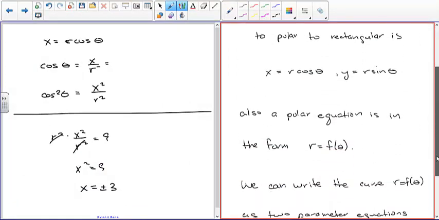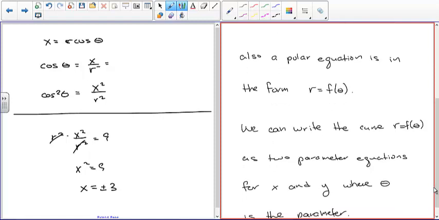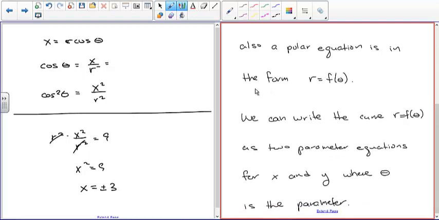But we also, in the polar form of the equation, instead of y equals a function of x, can have r as a function of theta. So we can write the curve r as a function of theta as two parametric equations for x and y, where theta is the parameter. Okay, so actually I was lying there. In this case, theta is the parameter.